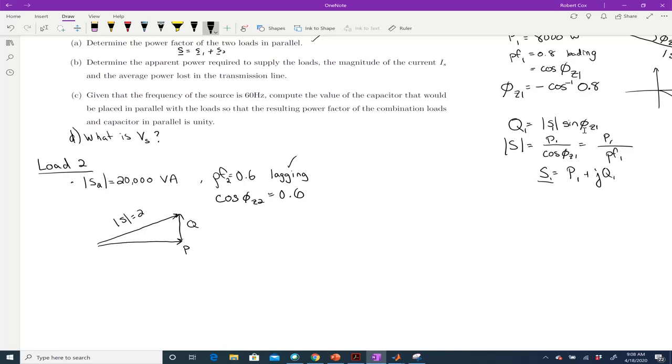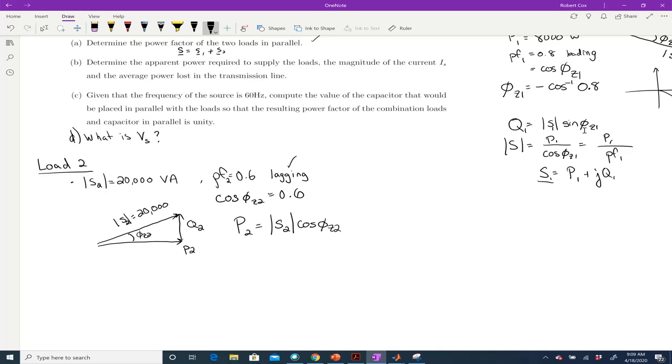This is the thing I've been told is 20,000, and phi z2 is here. So I'll call these P2, Q2, S2. The first thing I can do is relatively straightforward: I can figure out P2 as the magnitude of S2 times the cosine of this angle, so times cosine phi z2. And I'm given everything I need there.